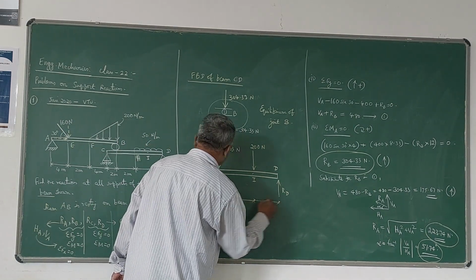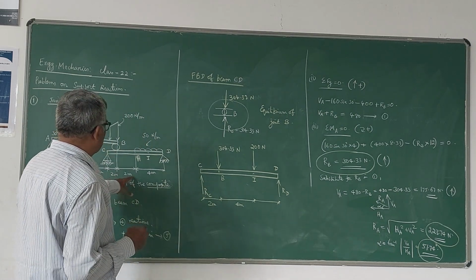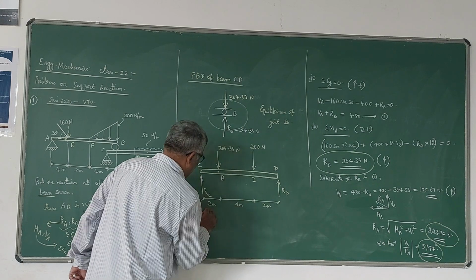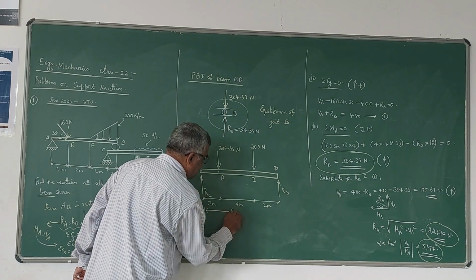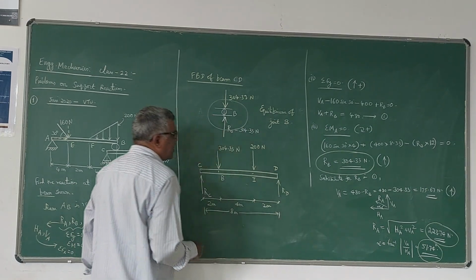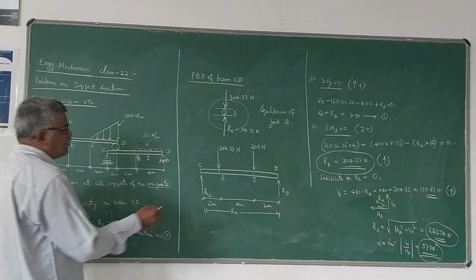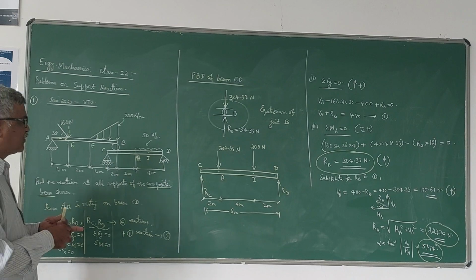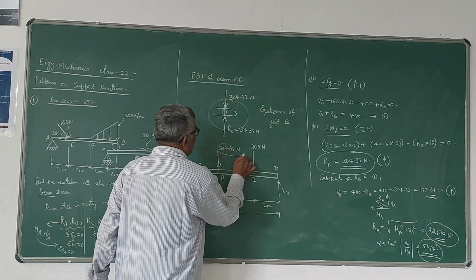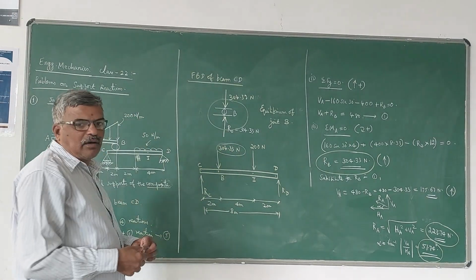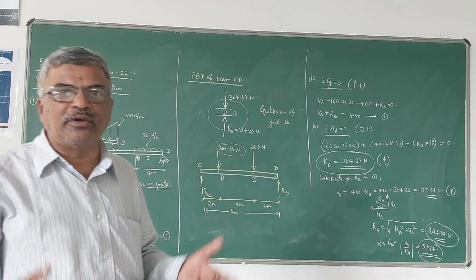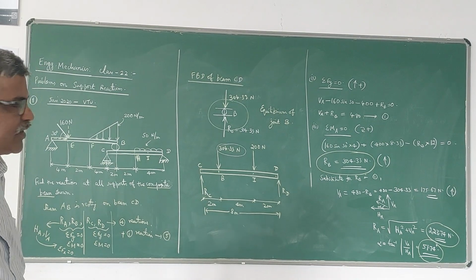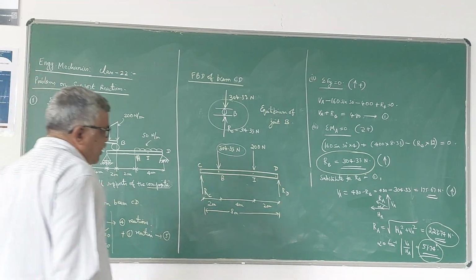And the rest of the distance is 2 meters. Total it is 8 meters. Length of beam CD is 8 meters. Now this is the free body diagram of beam CD for finding the reactions RC and RD. This step is very important: at the common joint B, whatever reaction you get for the beam AB, that same reaction will be acting as a force in the opposite direction at the point B.